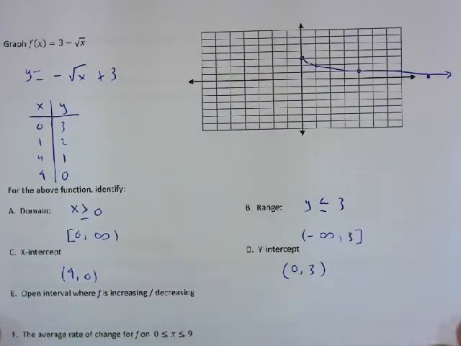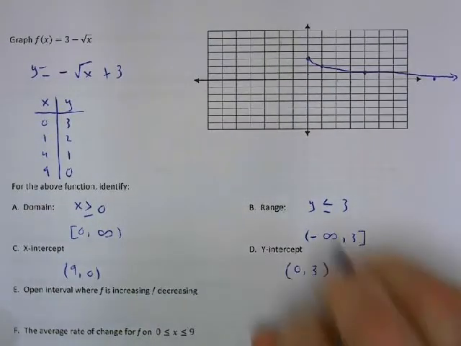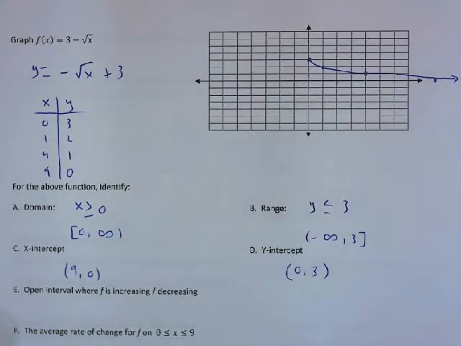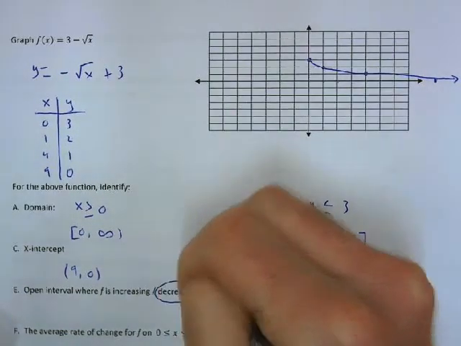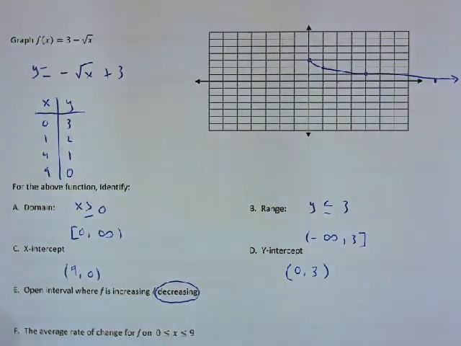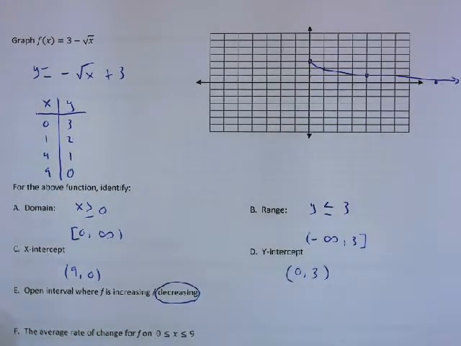All right, open interval where my function is, well, first of all, what is it doing, increasing or decreasing? So here as x is getting bigger, y is getting smaller, right? Our y values are going down, so it's decreasing. And then when is it decreasing? Well, on this entire graph, which goes from 0 to infinity.